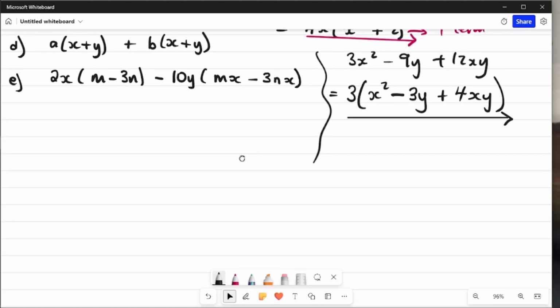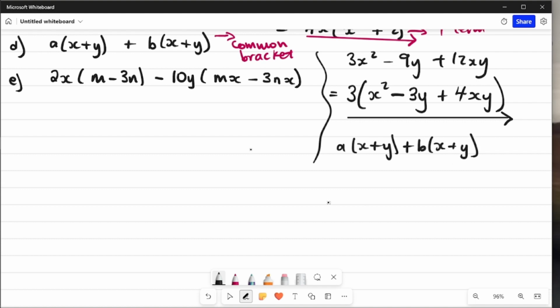Question D. I would like to make a note here and say this is where we are going to get a common bracket, which is also like a common factor. So question D is given as a bracket x plus y plus b bracket x plus y. Now we have to factorize here. We've got these 2 terms. This is a single term, that is a single term, making it 2 terms. If we are now to factorize here, we've got a common bracket, which is x plus y.